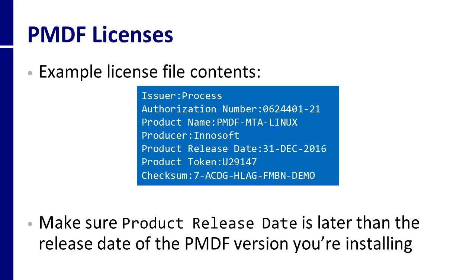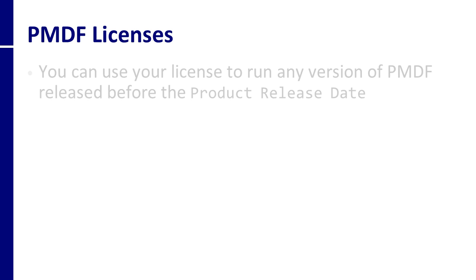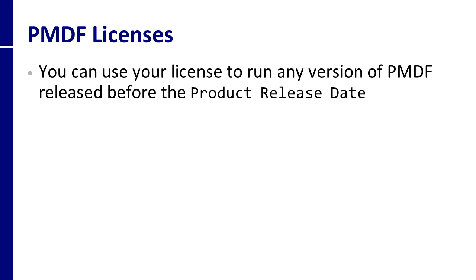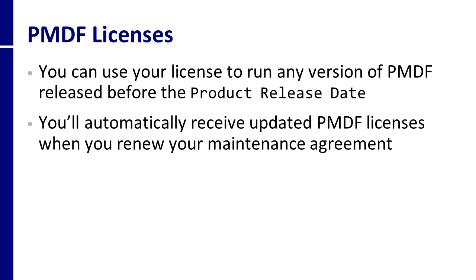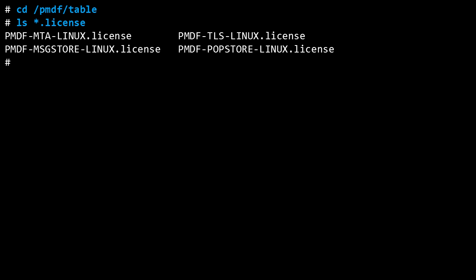Make sure that the product release date field inside the license is later than the release date of the version of PMDF you're installing. PMDF licenses let you run any version of PMDF released before the license release date. You'll get new PMDF licenses with updated release dates whenever you renew your support contract. We're going to use the PMDF Pop Store, Message Store, and TLS Slater products on our demo system, in addition to the base email server, so we need to have these 4 license files in the PMDF table directory.